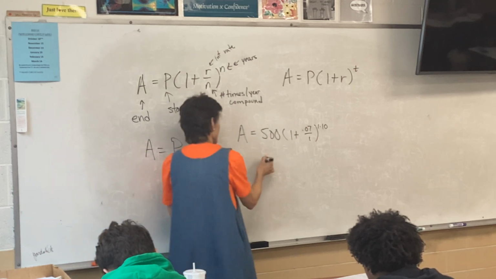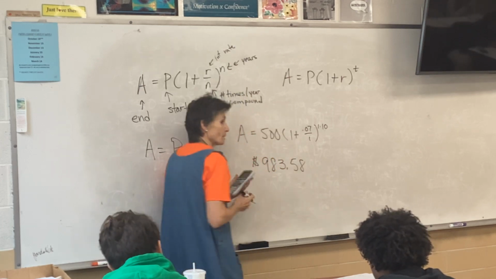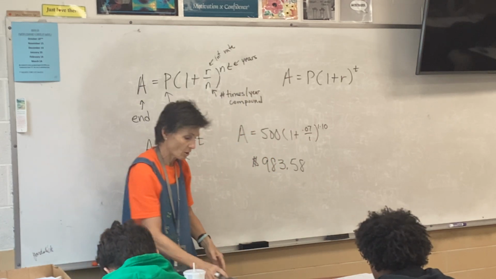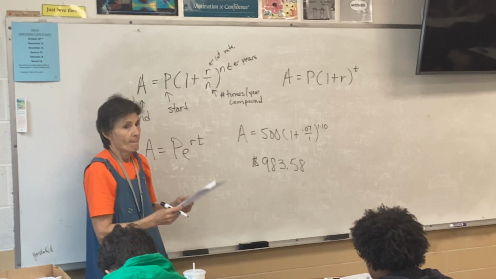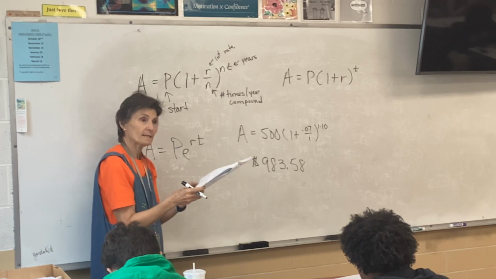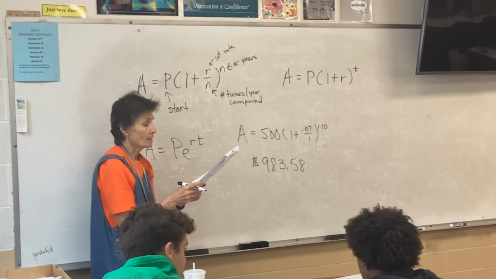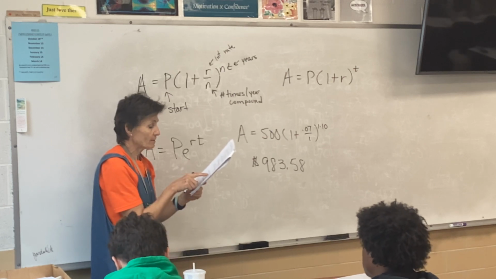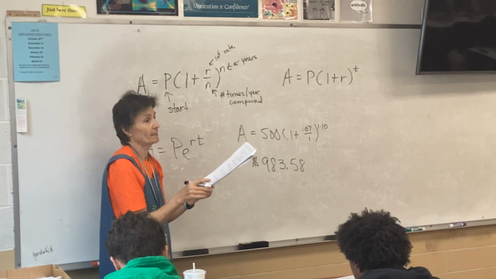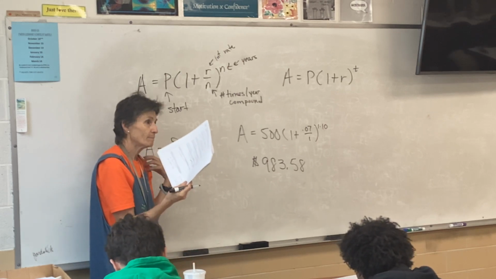I got $983.58, did you? Yes. We're always gonna round our money problems off to the nearest cent. Pretty easy? Test? Find about, an interest compounded annually. What does annually mean, Tess? Once a year, right?